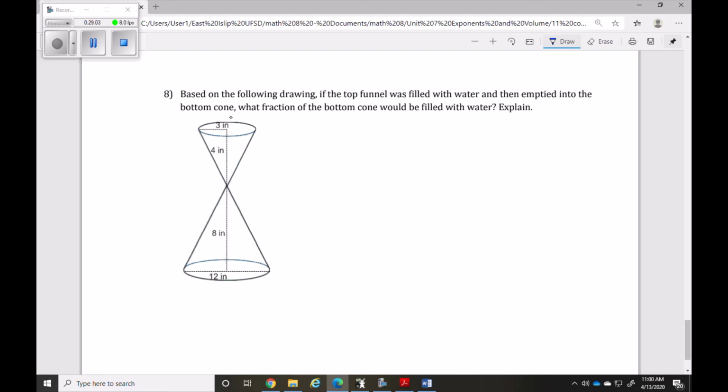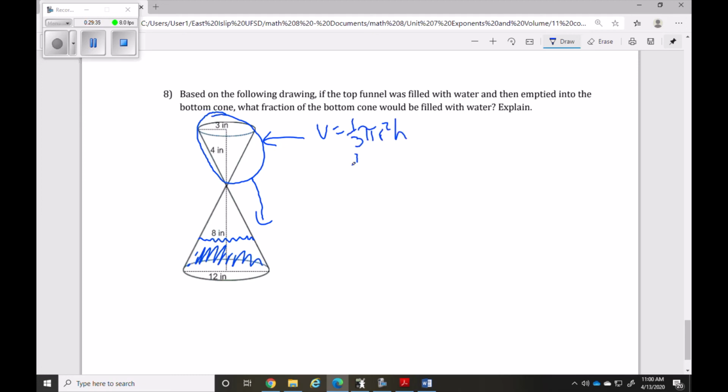I can see that this top cone is smaller than the bottom cone. So if I filled this cone once and poured it in here, it would go up a certain height. Just estimating, like maybe it would go up to here. So they're asking what fraction of that bottom cone would be filled with water. So why don't we find the volume of this top cone so that I know how much water is going into the bottom. So volume of a cone is 1/3 pi r squared h.